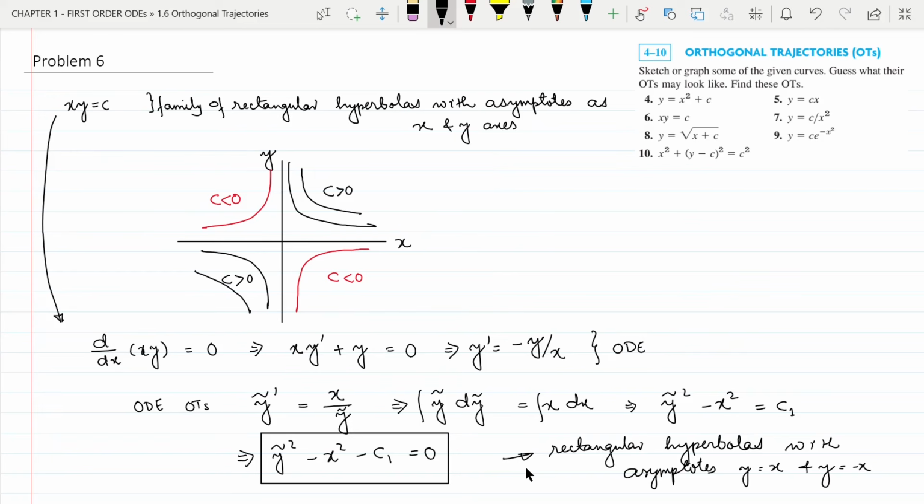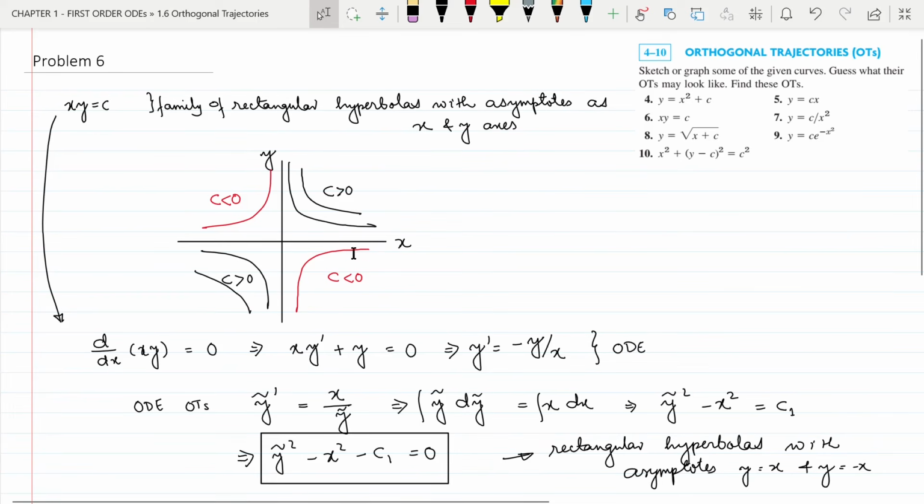Asymptotes are tangents to a given set of curves at infinity, and if for a hyperbola the two asymptotes are perpendicular to each other, then those hyperbolas are called rectangular hyperbolas. Here for xy equal to c, we can see that the asymptotes are the x and y axis.